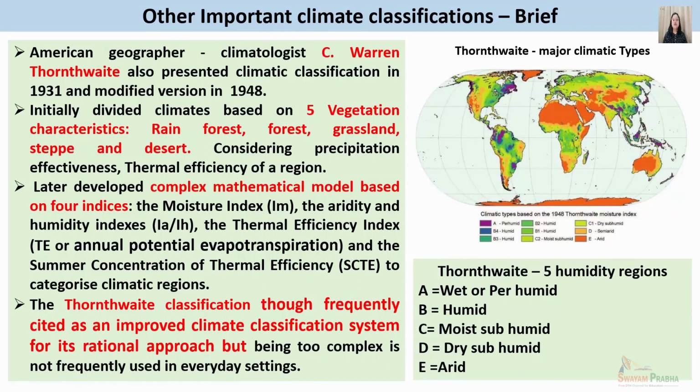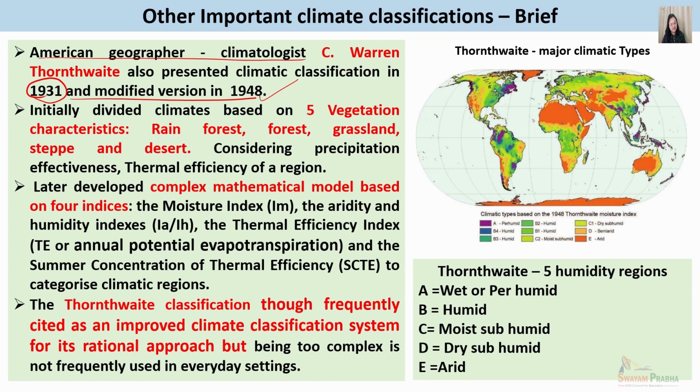Besides Koppen, there were other geographers who also presented climatic classifications, and one of the most prominent climate classifications came from American geographer and climatologist Thornthwaite, who presented his climate classification in 1931, and subsequently a modified version was presented by him in 1948. So initially Thornthwaite, just like Koppen, also presented his empirical scheme, and he believed that vegetation is the best indicator of climate of a particular region.